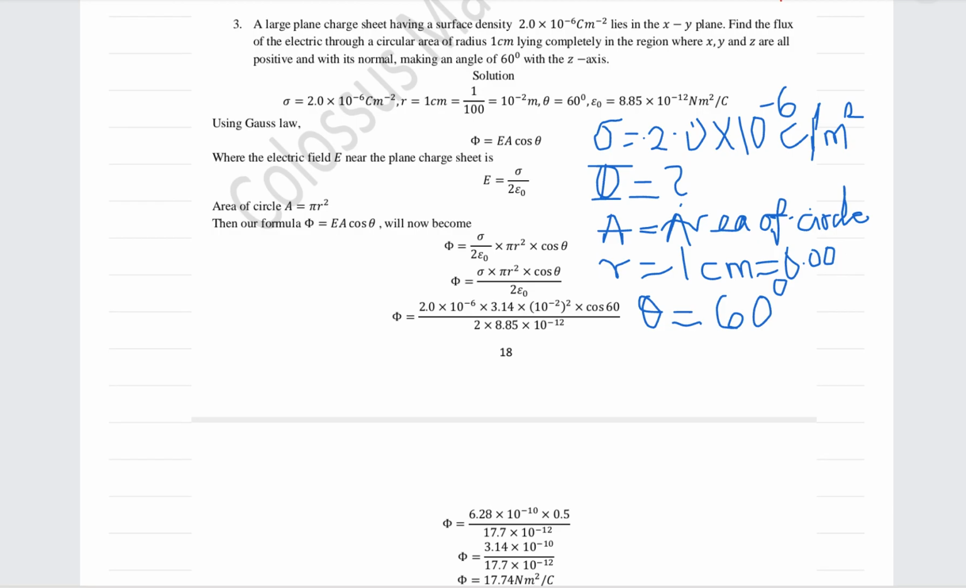0.01. Are you seeing that? That will give us 0.01, not 0.001. 0.01. Are you seeing that now? And if you convert that one to standard form, that will give us 10 to the power minus 2. Let me do that again.